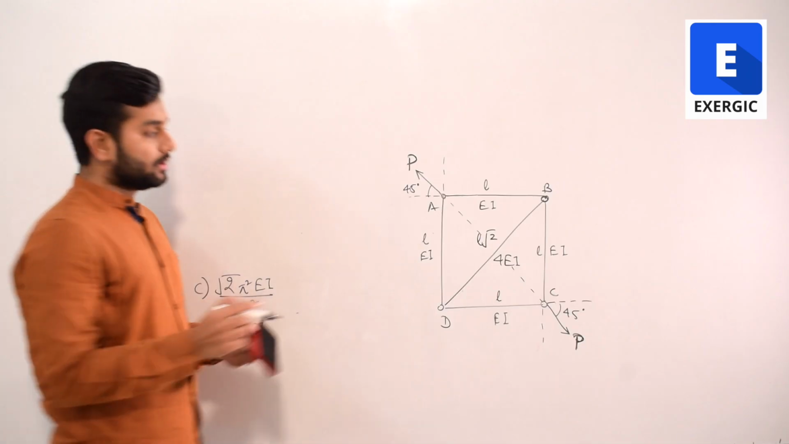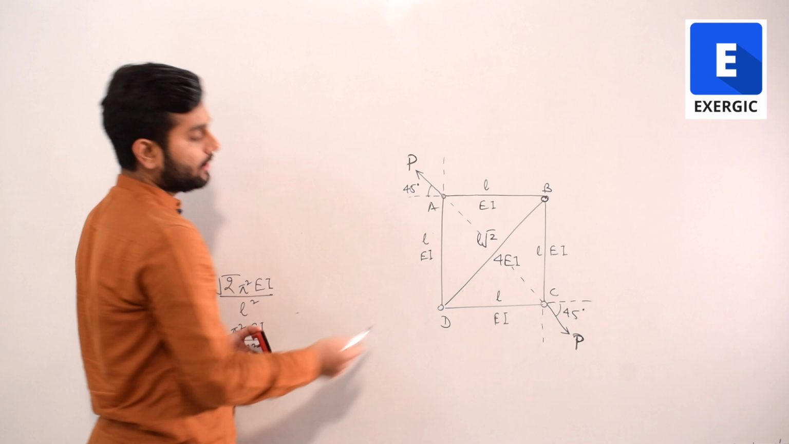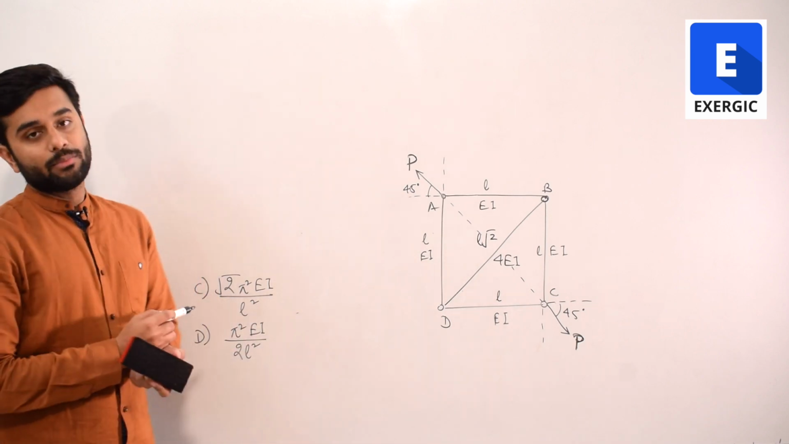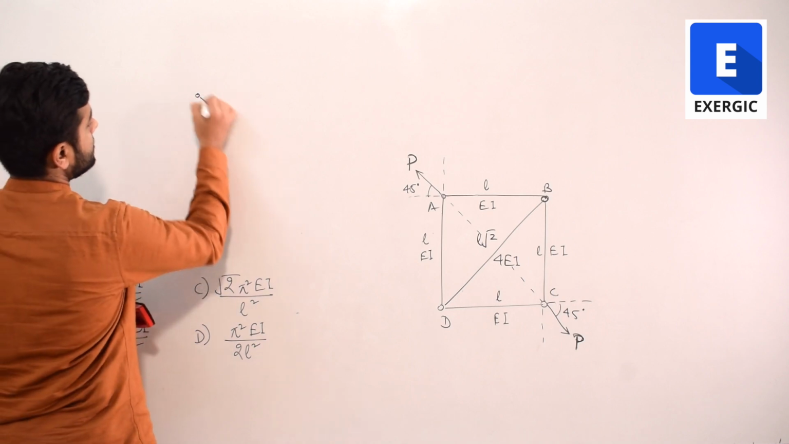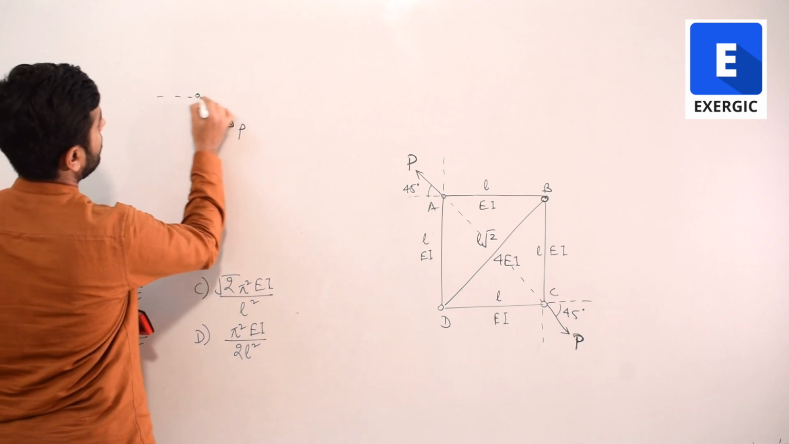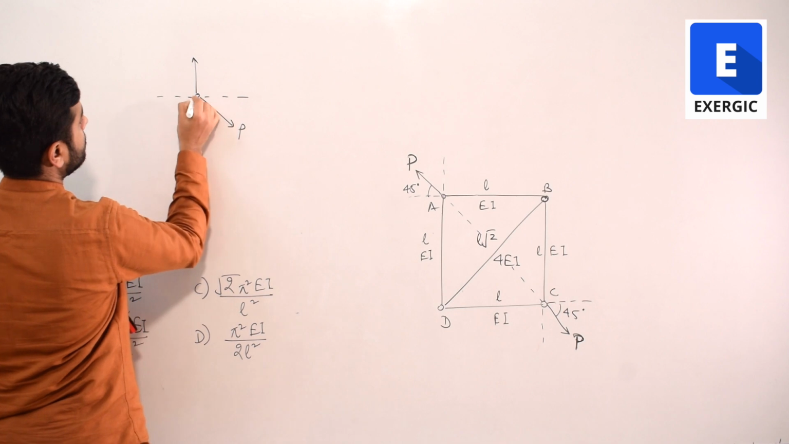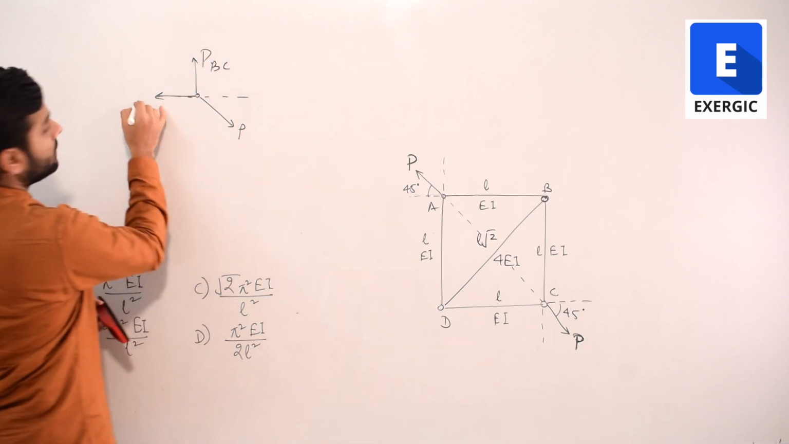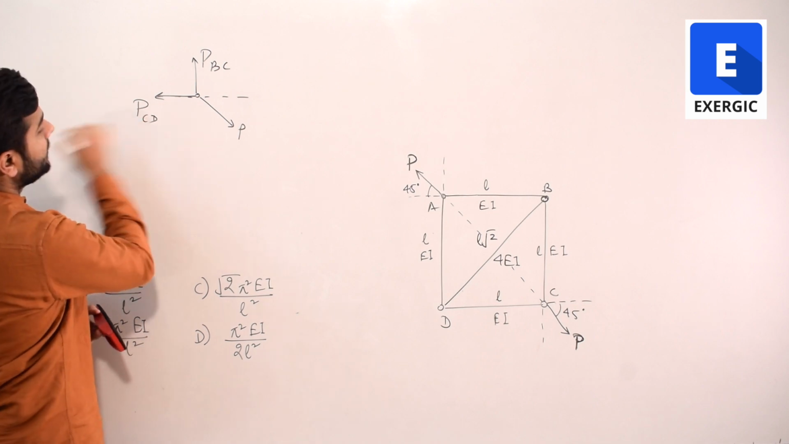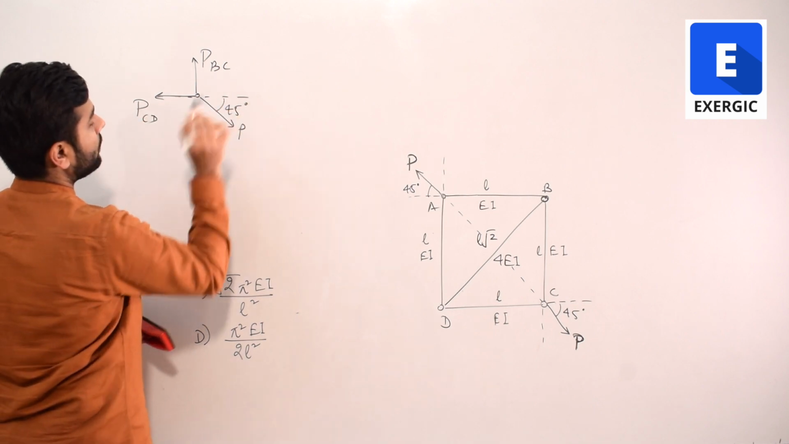So we have named these points A, B, C and D, and if we consider the free body diagram of, let's say, point C, then this is how it is going to be drawn. Correct? This is P BC, this is P CD, this is 45 degree. Alright.